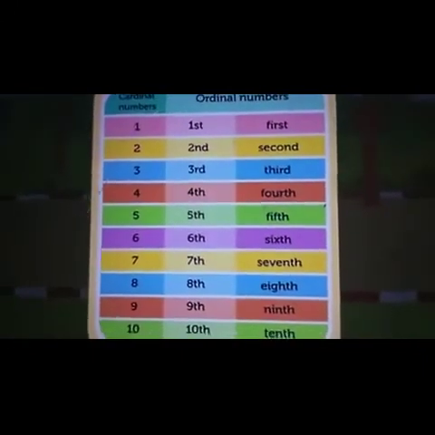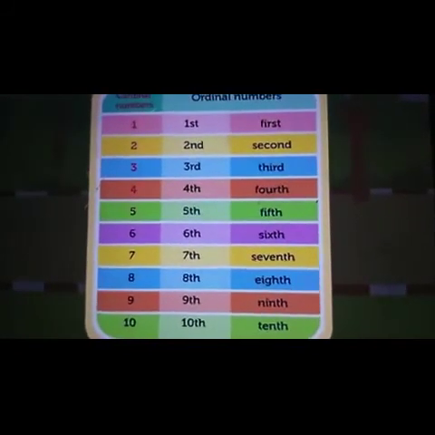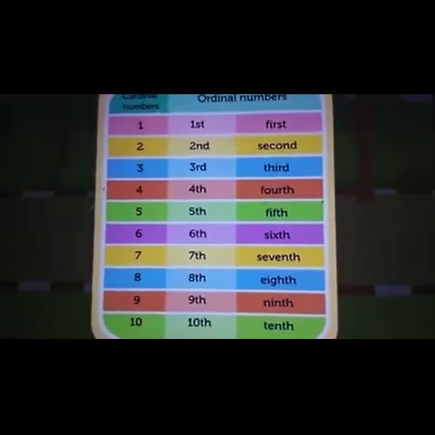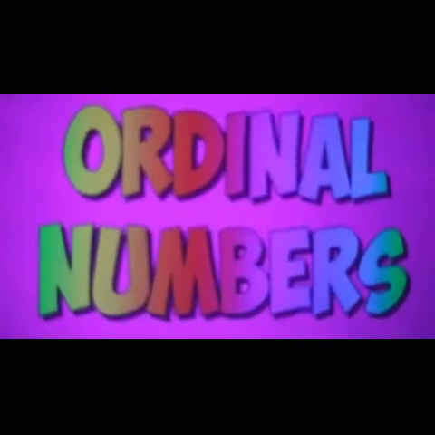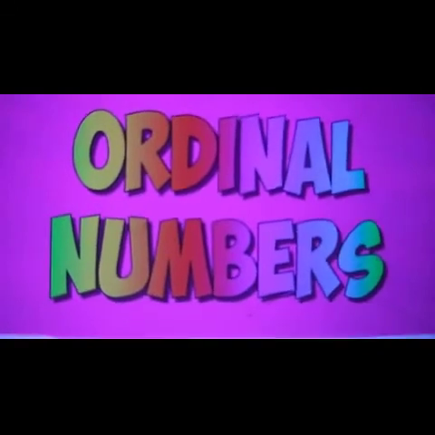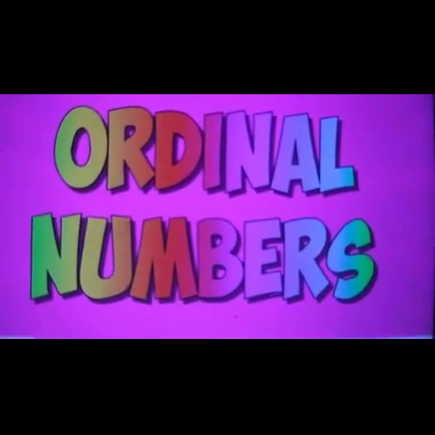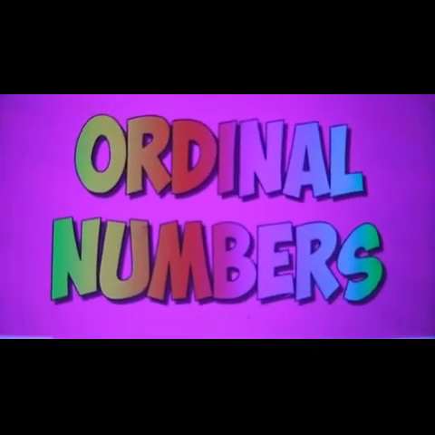Let us look at this table. It shows the cardinal numbers 1, 2, up to 10 and the corresponding ordinal numbers 1st to 10th. So, this is all about the ordinal numbers. Now, I hope you all understood the topic of ordinal numbers and can do your exercise yourself.